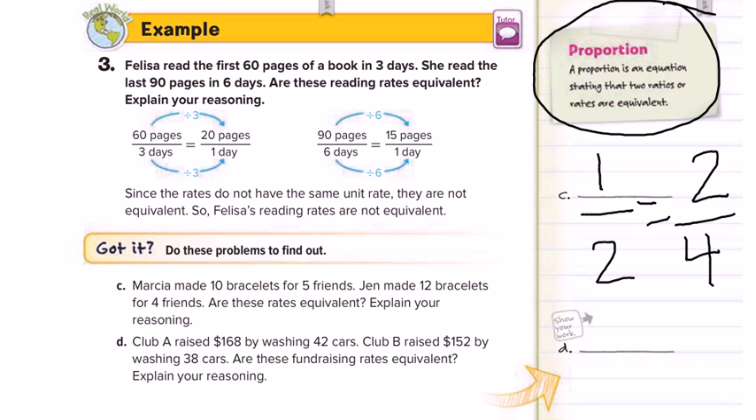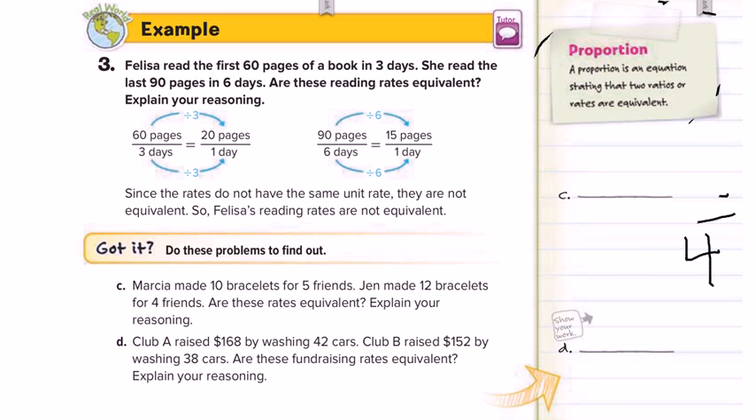Now let's take a look at example 3, a real world example. It says Felisa read the first 60 pages of a book in 3 days. She read the last 90 pages in 6 days. Are these reading rates equivalent? Explain your reasoning. So if she read 60 pages in 3 days, I can first write that as a rate.